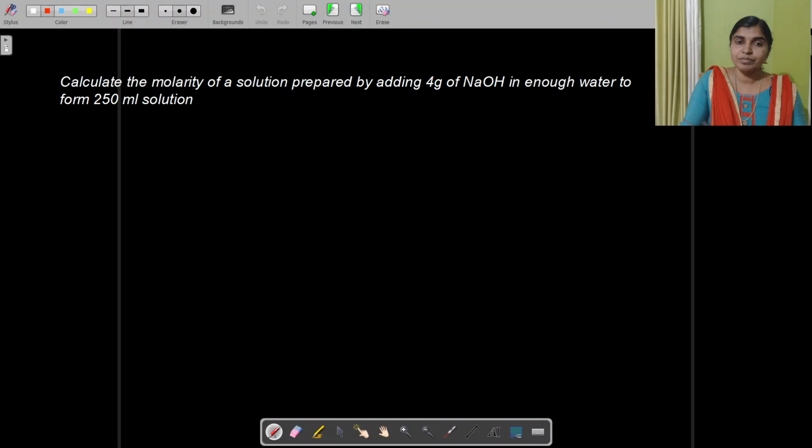Then try some problems. The first problem: calculate the molarity of a solution prepared by adding 4 grams of sodium hydroxide in enough water to form 250 ml of solution. How will you find out? In order to find the molarity, we know that molarity is equal to the number of moles of solute divided by the volume of the solution in liters. So first of all, we have to find out the number of moles of sodium hydroxide.